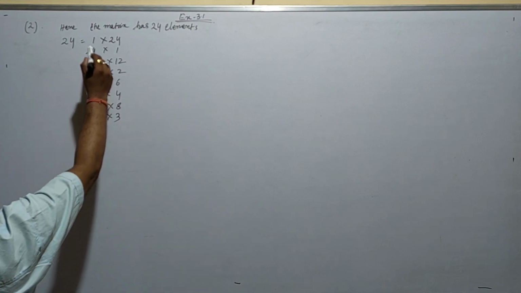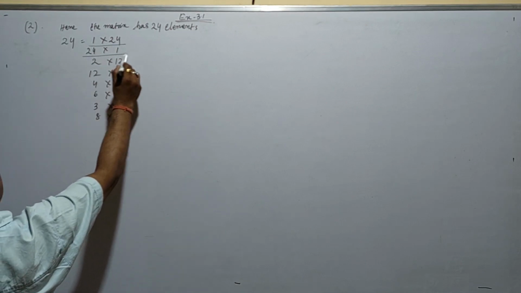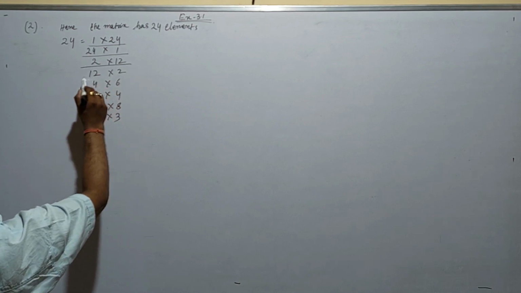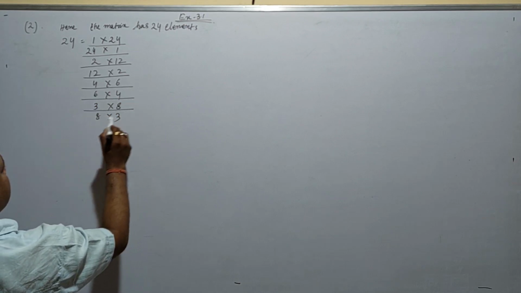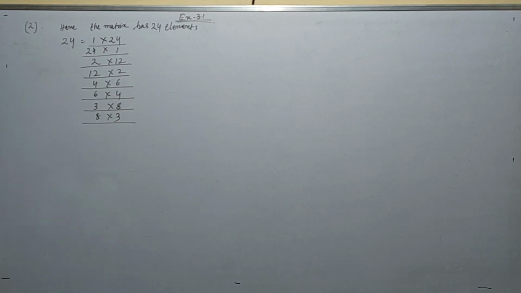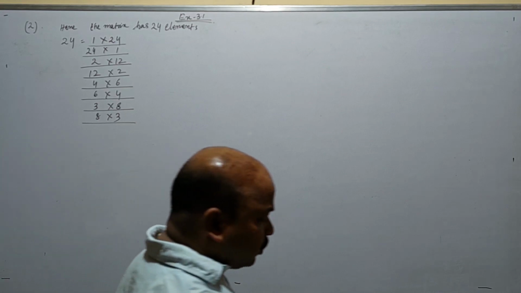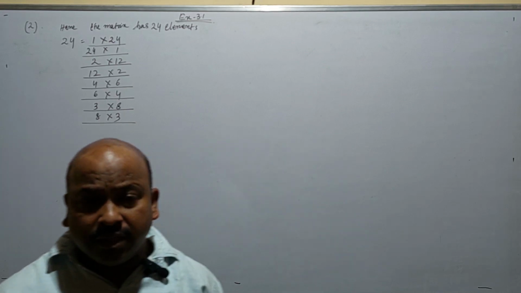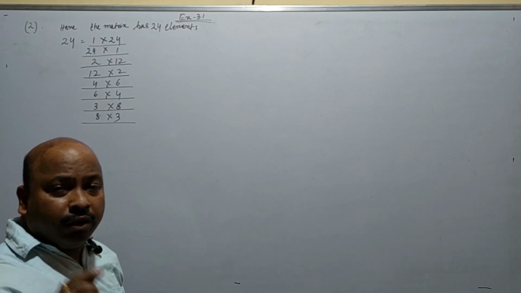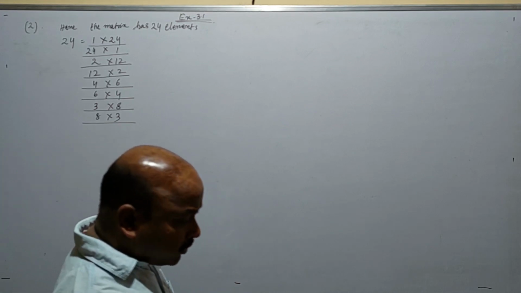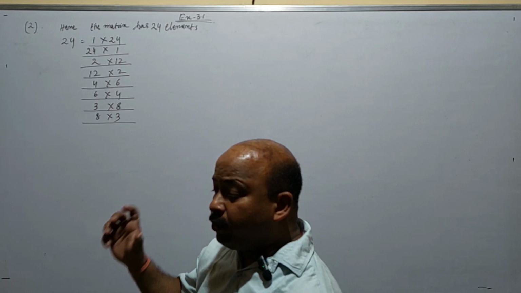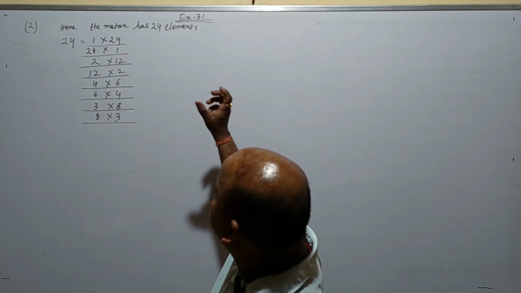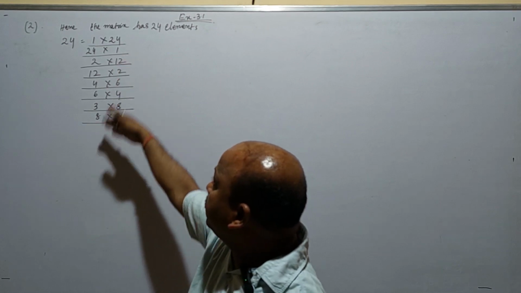So students, these are the possible orders: 1 by 24, 24 by 1, 2 by 12, 12 by 2, 4 by 6, 6 by 4, 3 by 8, and 8 by 3. So these are the possible orders for a matrix consisting of 24 elements. In previous lectures, I told you that the order of the matrix tells how many elements the matrix contains. Here the total number of elements is given, so from these 24 elements we make possible orders.